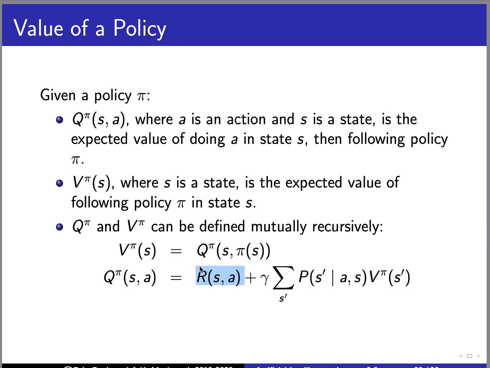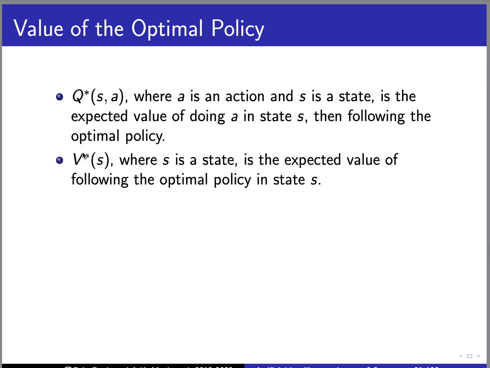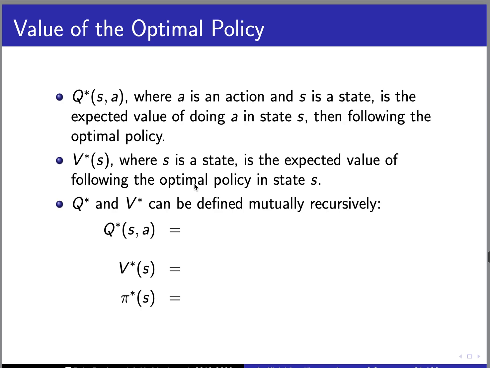So now this was given a policy pi. Now let's look at the optimal policy. This is the star here. So Q star, where A is an action, S is a state, is the expected value of doing A in state S, then following the optimal policy. Okay, so it's following the optimal policy after doing A. I'm going to define V star of S as the expected value following the optimal policy in state S.